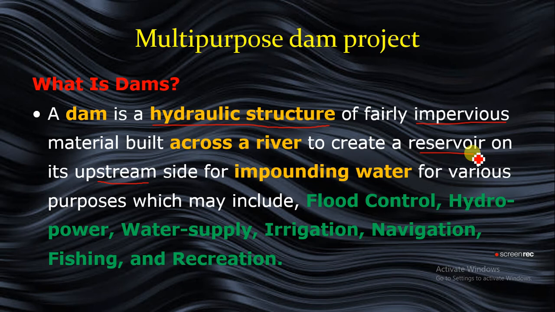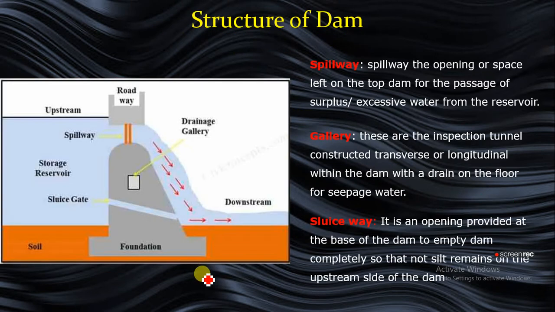A dam is a site for impounding water, that's to hold water behind for various purposes. Some of the importance of a dam include flood control, hydroelectric power generation, water supply, irrigation to farms, navigation, that's for transport, fishing, and also recreational activity. So look at the structure of a dam, because I've seen questions before where they will give you the structure of a dam and ask you a few questions about it.